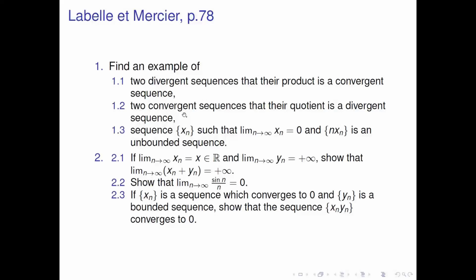2. Two convergent sequences that their quotient is a divergent sequence. 3. Sequence xn such that the limit xn equals 0 and the sequence nxn is an unbounded sequence.